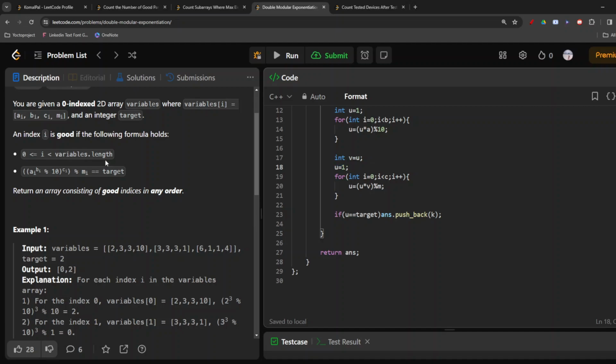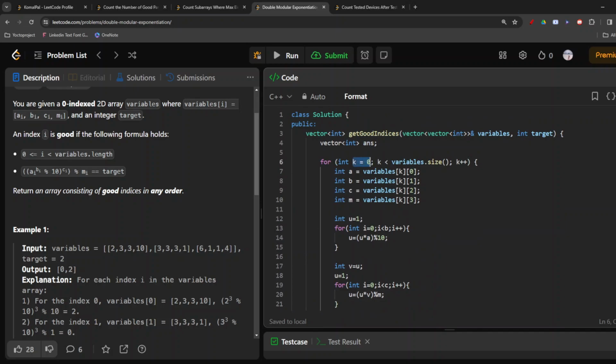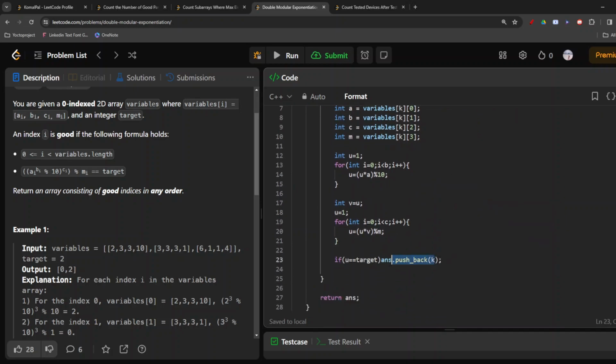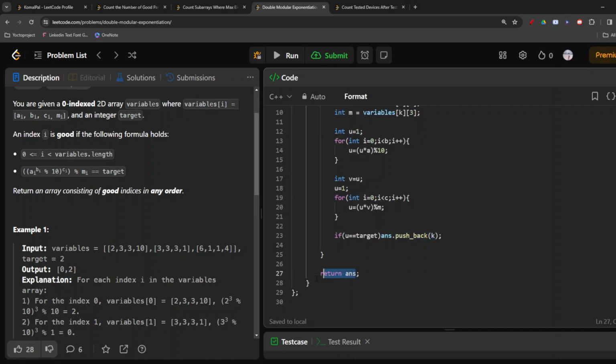Now, whatever value we would have got at this moment, we were required to multiply that value with itself c times. So that's why we are taking a loop till c, and side by side we are doing modulo by m, which was mentioned here. So this for loop calculates that part. After we get the whole answer, which is contained in u, we check whether it equals the target. If it is the same, then we put the index at which we were into our answer, and at the end we return our answer.